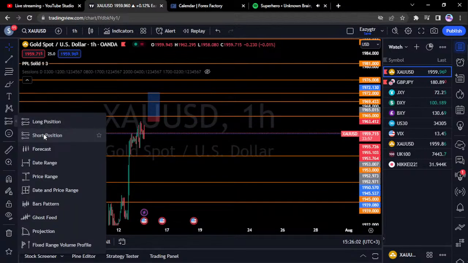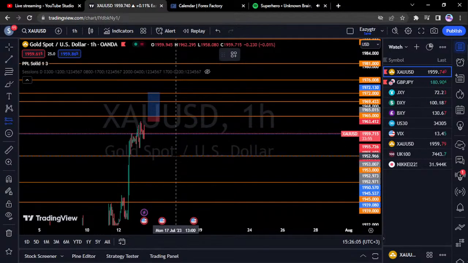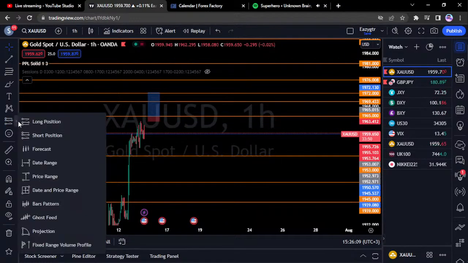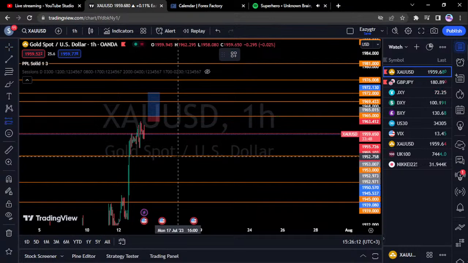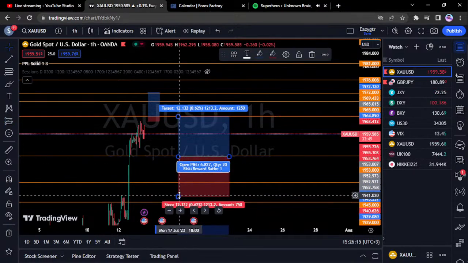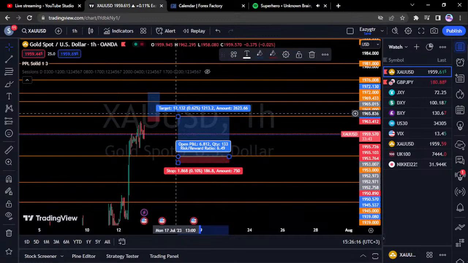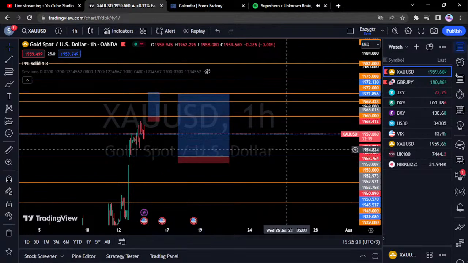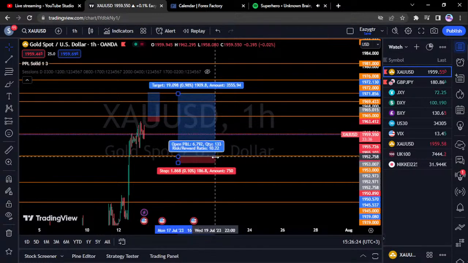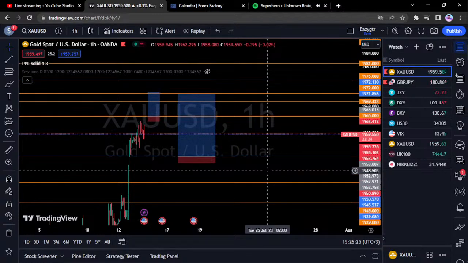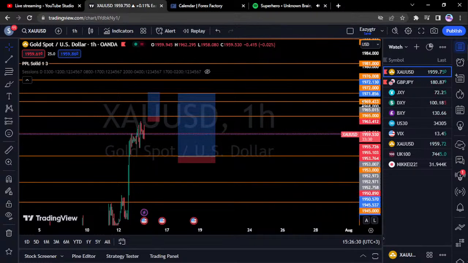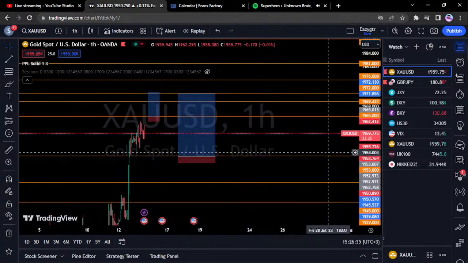You could also execute a pullback towards the 1953 key level, with reasonable stop losses. That's around 200 pips. So let's be patient. In 4 minutes, you're going to see the data, and we are going to actually break down the data to understand how it will affect the trades we are looking for today.